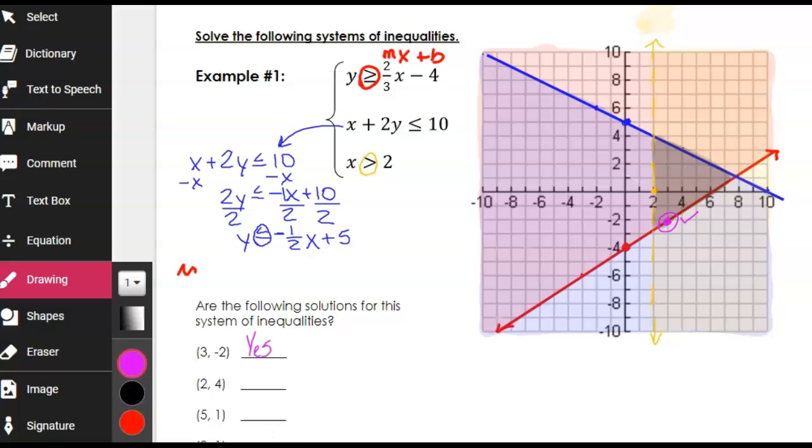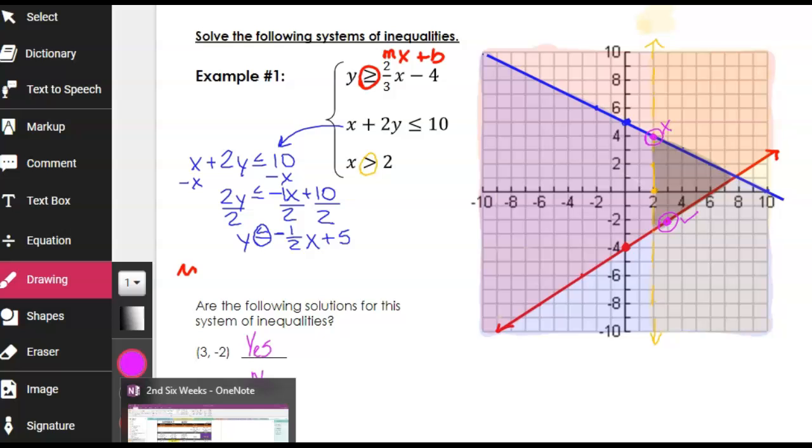The point 2, 4 is right here. It's in the red shaded area. It's on a blue solid line, that's okay, but it's on a yellow dotted line, and so that is not a solution to the system because it's not a solution to the yellow graph.